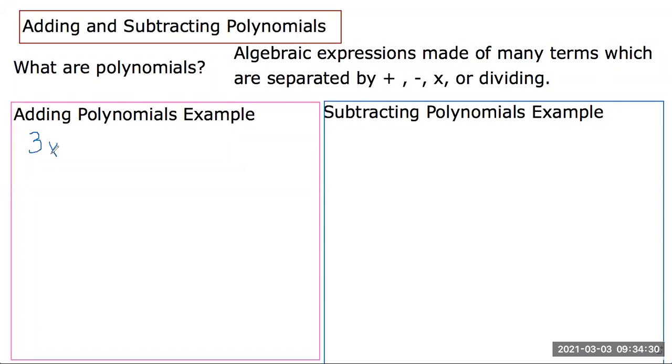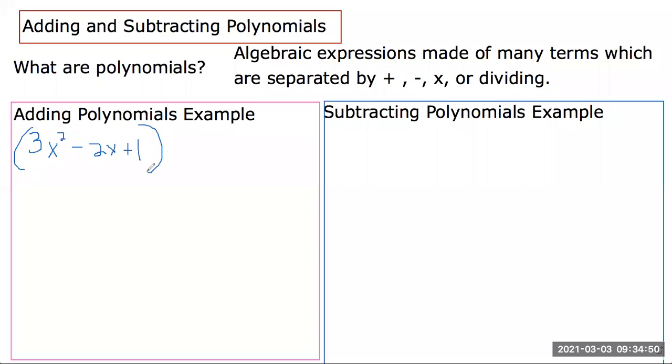I'm going to make this polynomial 3x squared minus 2x plus 1. Okay. And I'm going to put parentheses to indicate that this is one polynomial.